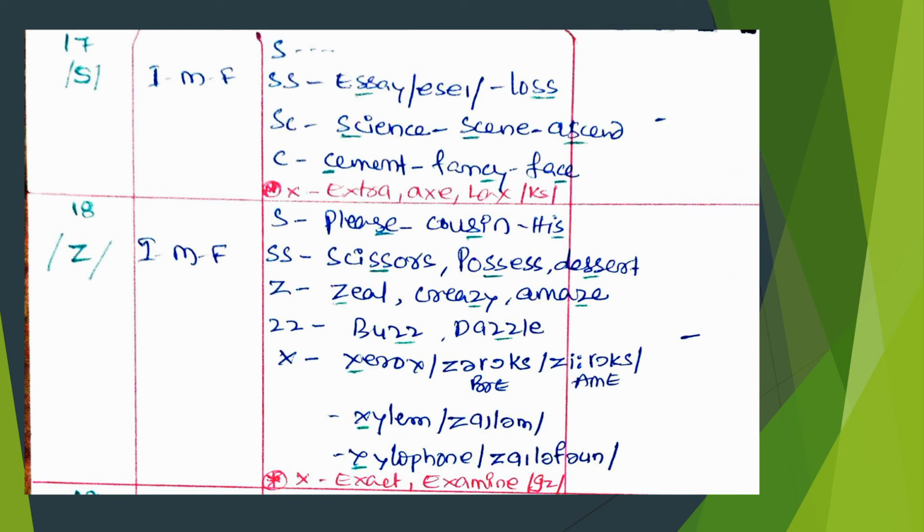And this is also represented with X. For example, X-E-R-O-X, that is Xerox, pronounced with a Z. And X-Y-L-E-M, xylem, and X-Y-L-O-P-H-O-N-E, xylophone. Some other words are also there: E-X-A-C-T, exact, E-X-A-M-I-N-E, examine.